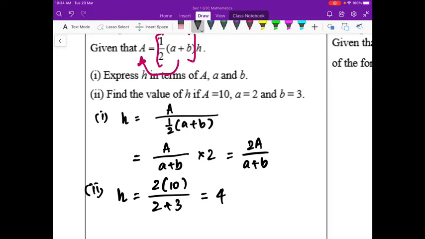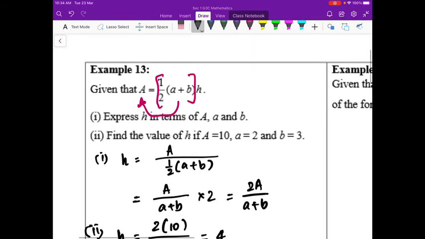Okay, I just want to draw your attention to English. Now, notice that in part 2, they did not say hence, which means that you did not need to use the answer from part 1. Suppose you don't trust your own working, you feel that my part 1 making something a subject is very shaky. Then in part 2, they say find the value of h. Well, you can substitute 10 over here, you can substitute 2, you can substitute 3, do the calculation and find the value of h.